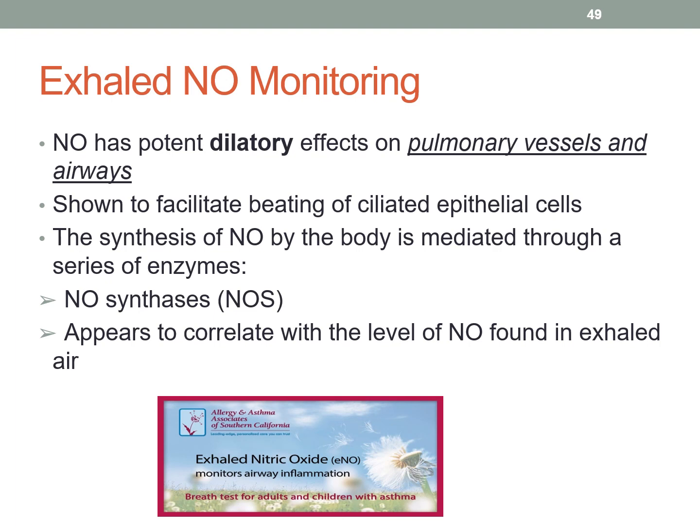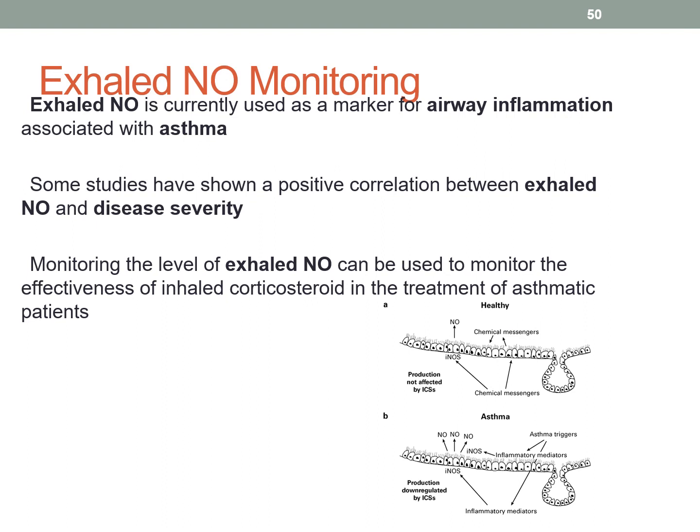It is shown to facilitate the function of ciliated epithelial cells. We produce NO in our body with a series of enzymes known as NOS, nitric oxide synthase. That appears to correlate with the level of NO found in your exhaled air. So exhaled NO is used as a marker for inflammation associated with asthma or airway inflammation.